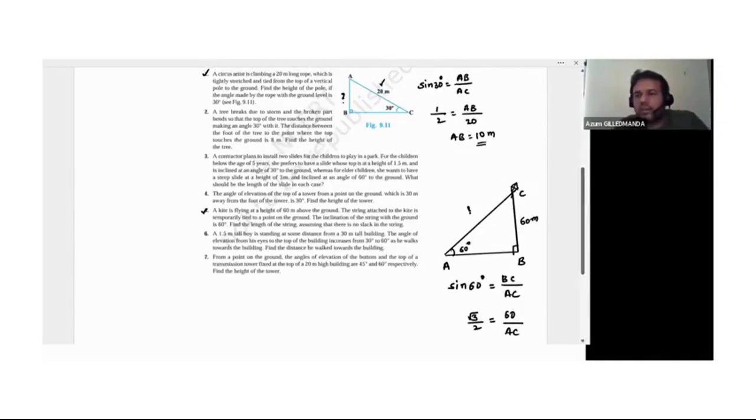So that's how you can understand the problem, put that into a triangular form, and then see which trigonometric ratio you can apply, sine or cos or tan, okay?